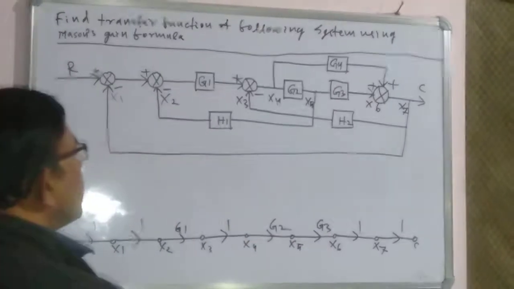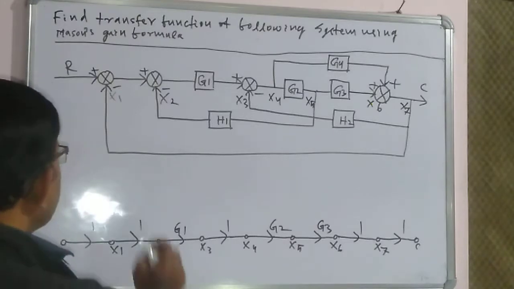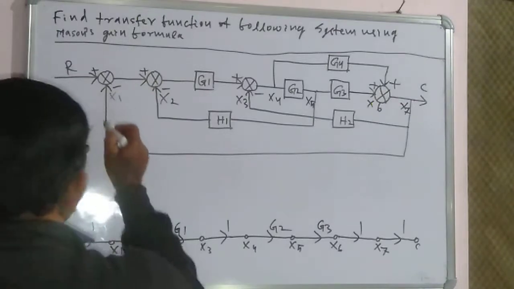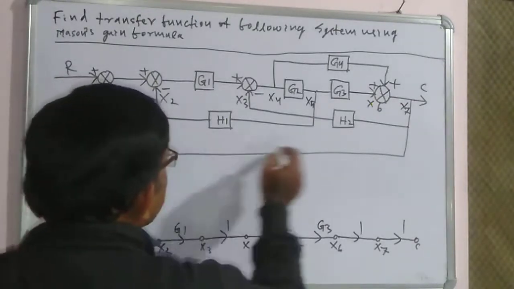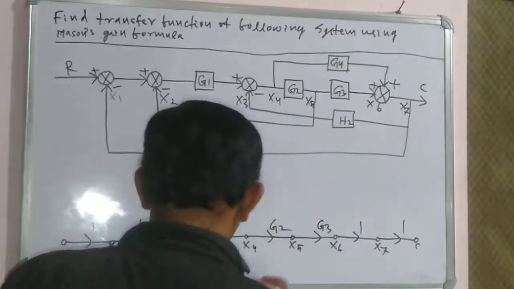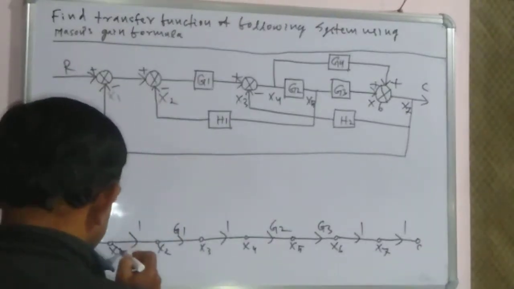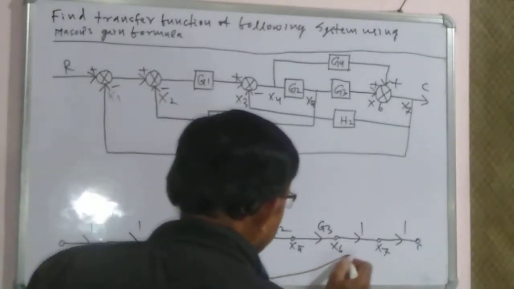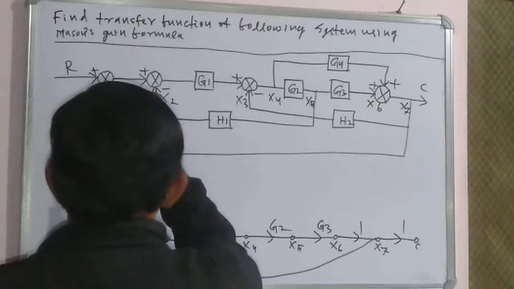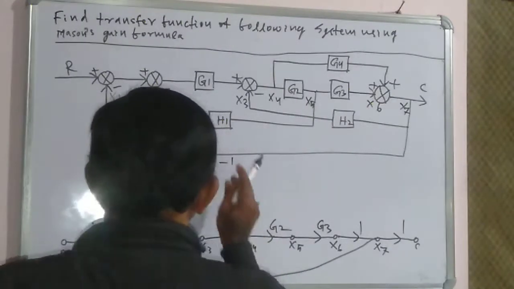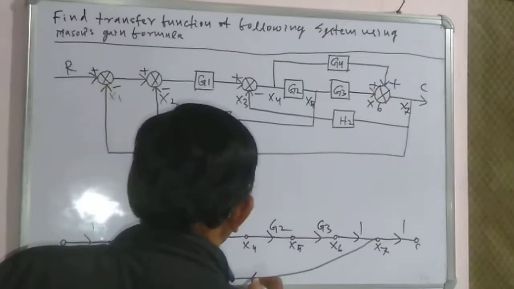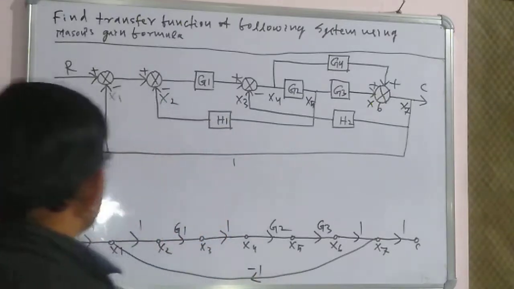So now let us connect the feedback loops. This is the feedback, that is x1 to x7. It starts from x1 and terminates at x7. Then here nothing is there, therefore only the negative sign. So negative sign means this is minus 1.